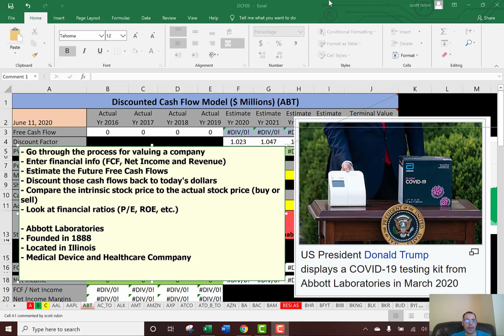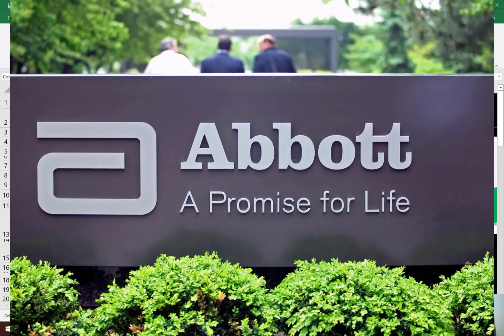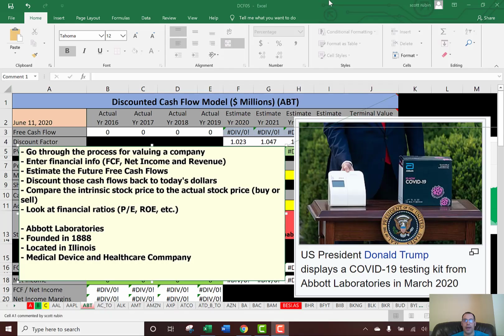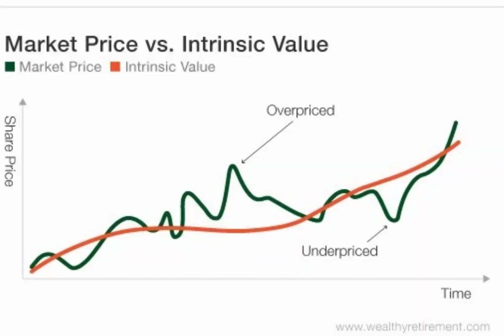So we're going to look at Abbott Laboratories, and you want to watch the whole video because I'm going to show you how to value a company. I'm going to take you through the process. What we're going to do is find their financials, put them into the model, and then calculate the future free cash flows of the company. Then we'll figure out a discount rate to apply to those cash flows, and then we'll have an intrinsic stock price, and that will give us an idea whether the company is a buy or a sell.